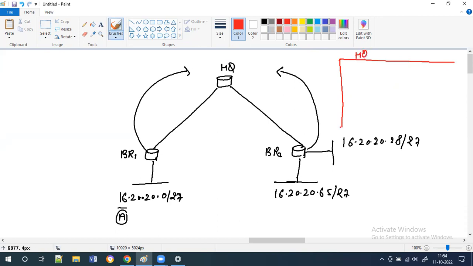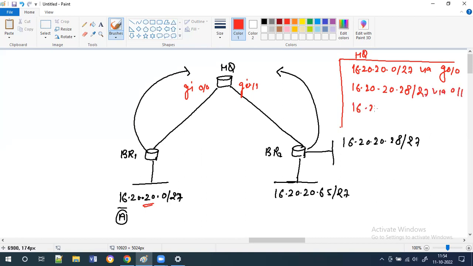Now, at the headquarter, the routing table will look something like this. Let's suppose this is interface Gig 0/0, and this is Gig 0/1. Right? So this is the update: 16.20.20.0/27 via 0/0, 16.20.20.28/27 via 0/1, and 16.20.20.65/27 via 0/1. This is what I get. Right?